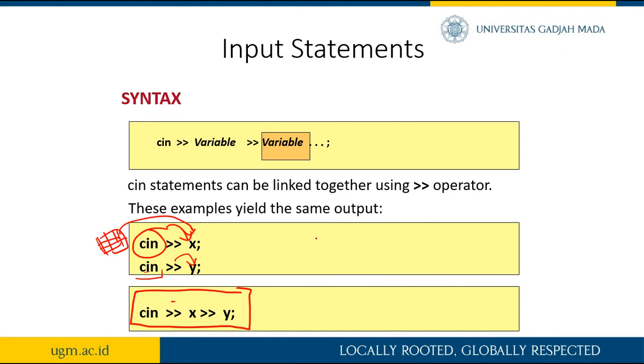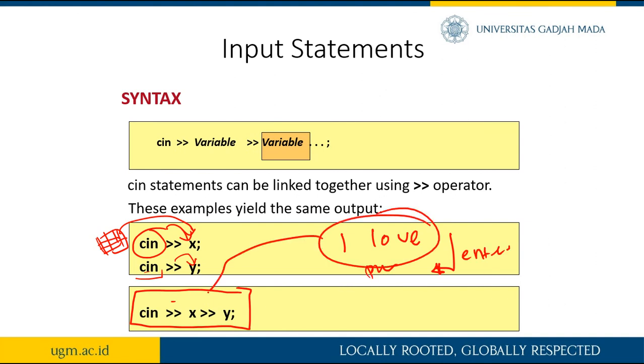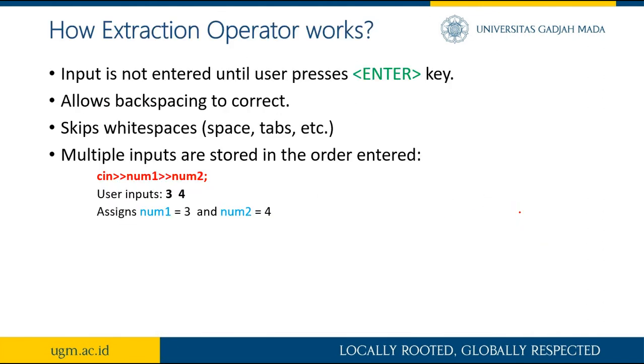This means the first input, for example, I type I love, and then I press enter, then programming. The I love will be stored in x, and the programming will be stored in y. Typically it is separated by enter, but it can also be separated by space. For example, I input 3 space 4, and then the 3 is stored into number1, and the 4 is stored into number2.